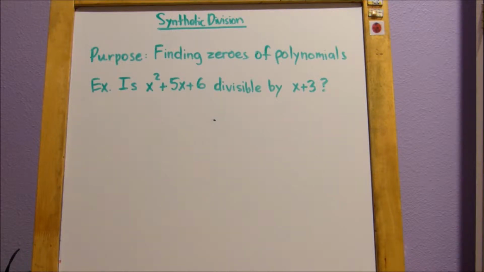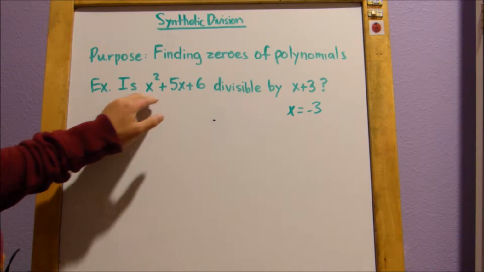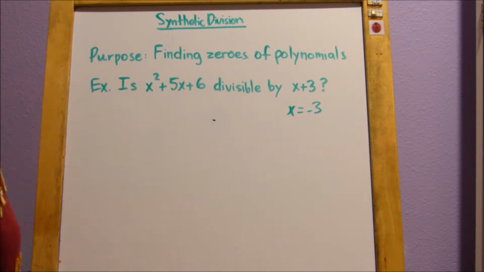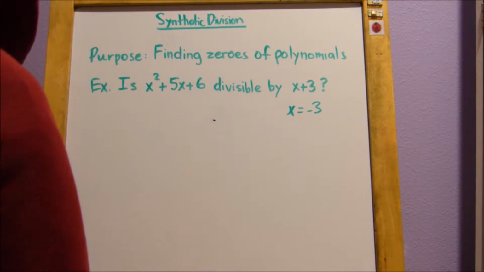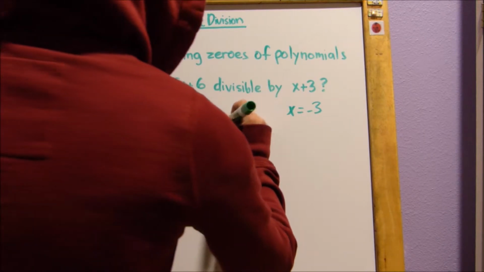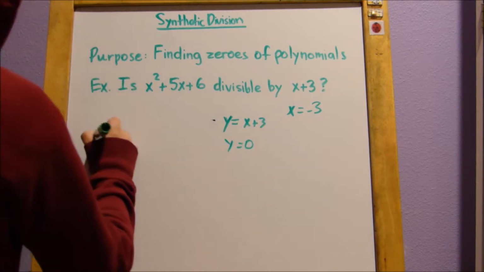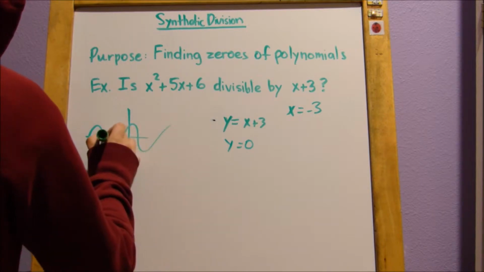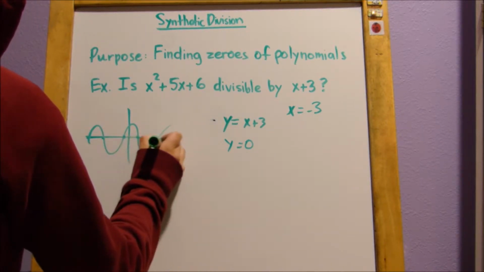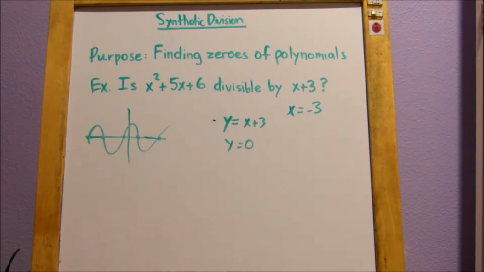So essentially what this problem is asking is whether x equals negative 3 is a root of x squared plus 5x plus 6. Now, we know that this root is x equals negative 3 because, if we set this up as an equation, y equals x plus 3, and we plug in negative 3 for x, we get y equals 0. We call y equals 0, or the places where it intercepts the x-axis, the roots of a function.